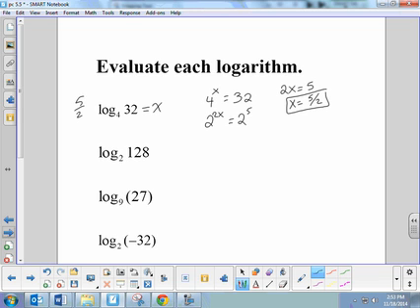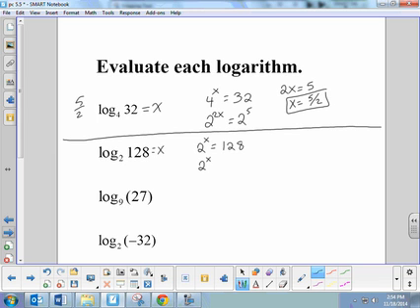Let's do another one. Let's set that equal to x. Now I'm going to rewrite it in exponential form. 2 to the x equals 128. 128 can be rewritten as 2 to the 7th. Therefore, x equals 7.